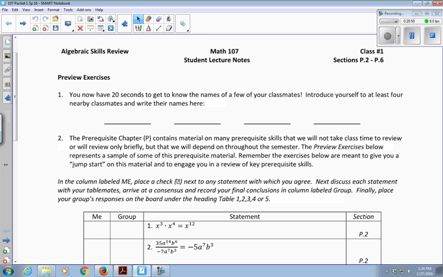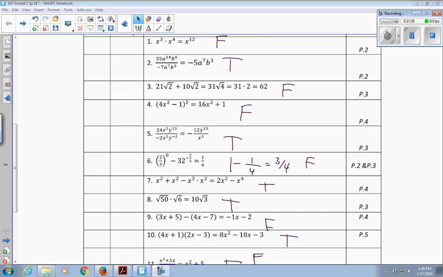All right. So I'm going to have you jump to your preview exercises. Normally you would have done this before I did any talking. So pretend that you just walked into class and you sit down and you start your preview exercises. All right, so I can see everybody's working really well.